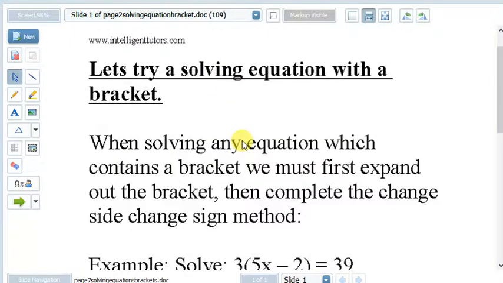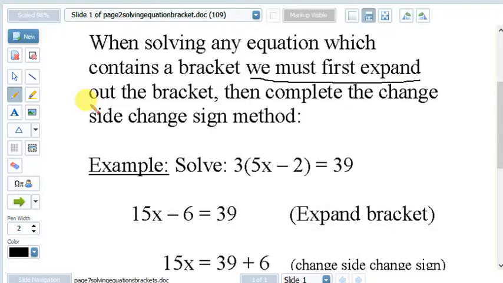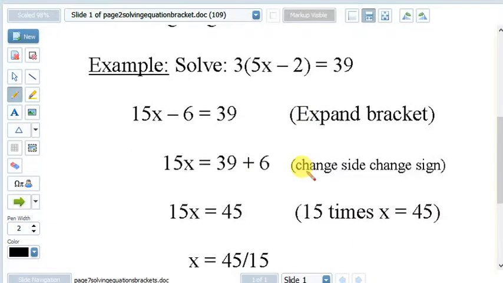So let's try solving an equation with a bracket. When solving any equation which contains a bracket, we must first expand out the bracket and then complete the change sign method. Okay, so the key there is any equation which contains a bracket, we must first expand out the bracket. And that's a habit that you're going to have to start to get in. Okay, so our first example, and if you're not sure about how to expand out brackets, I will explain it during this session, but there is another video for some more questions for you to try.